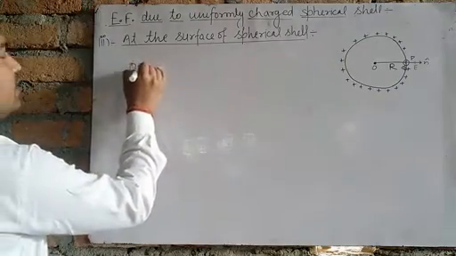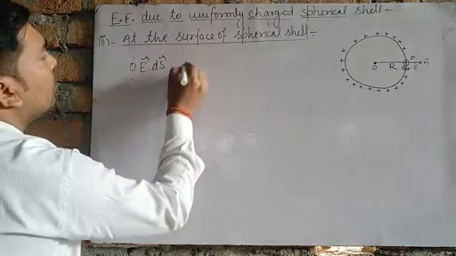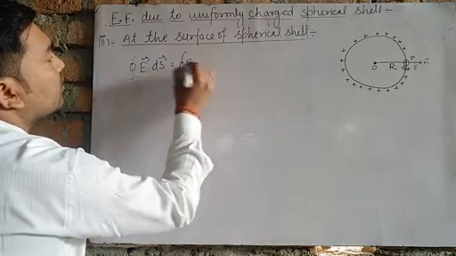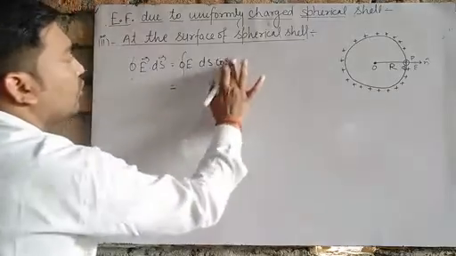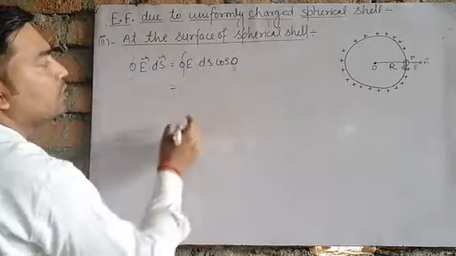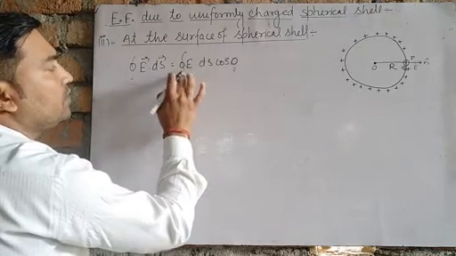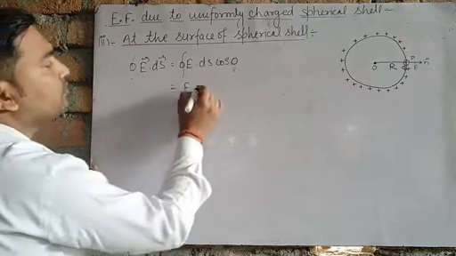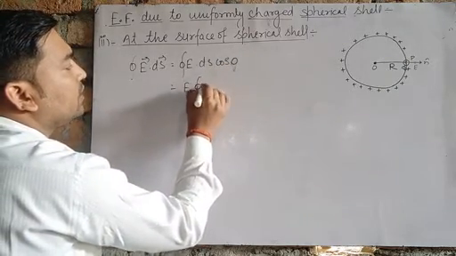Gauss theorem. Electric flux, E dot ds, equals E ds cos theta. Cos theta means 0 degree because both vectors are in the same direction. E is free from this integral because ds is the variable, and cos 0 equals 1, so it is only ds.